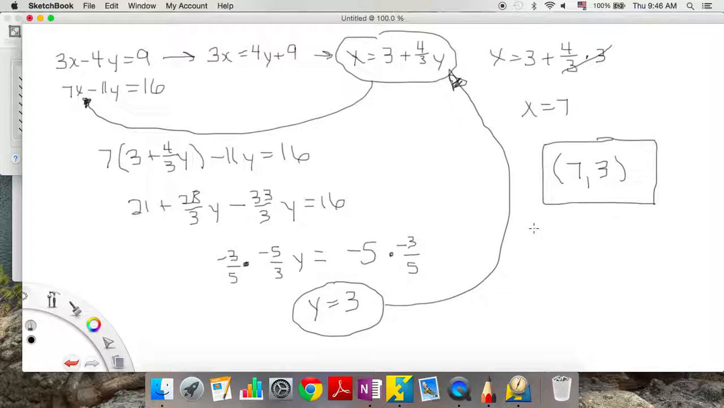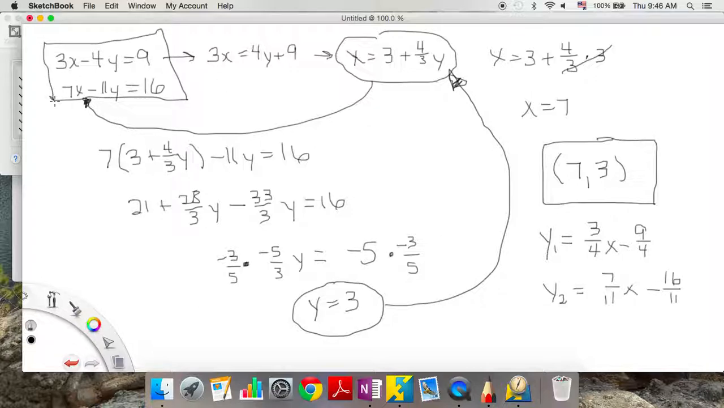So let's look at these. If we solve both of these for y, the top one, we'll call it y1, equals 3/4 x minus 9/4. And then the second one is 7/11 x minus 16/11. And I trust that you know how to take these equations and solve each of them for y. So if we have these two, we can look at our graph.